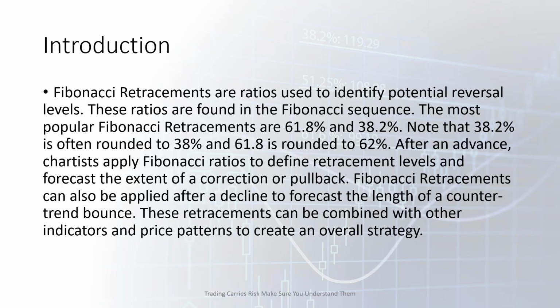Now, there are a huge range of Fibonacci retracements, Fibonacci levels, and Fibonacci calculations. But for trading, the most important ones are 61.8 and 38.2, and then 50%. Although 50% is not a Fibonacci number as part of the Fibonacci sequence, it's such a popular retracement percentage that it's been added into our Fibonacci retracements. So we have 38.2, 50, and 61.8. Now, these retracements can be combined with other indicators and price patterns to create an overall strategy.